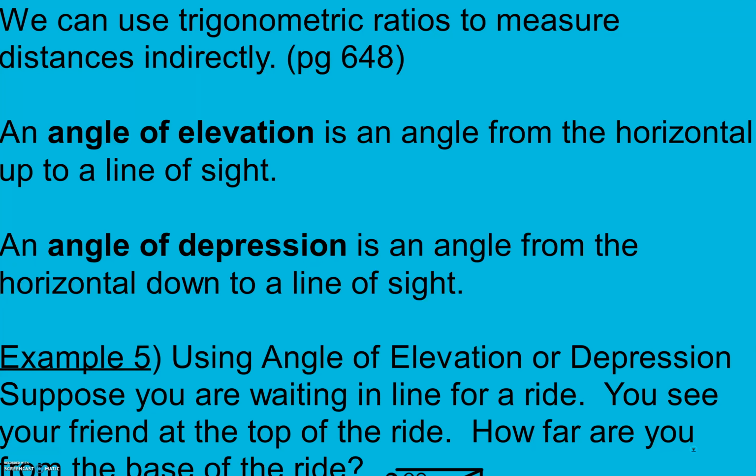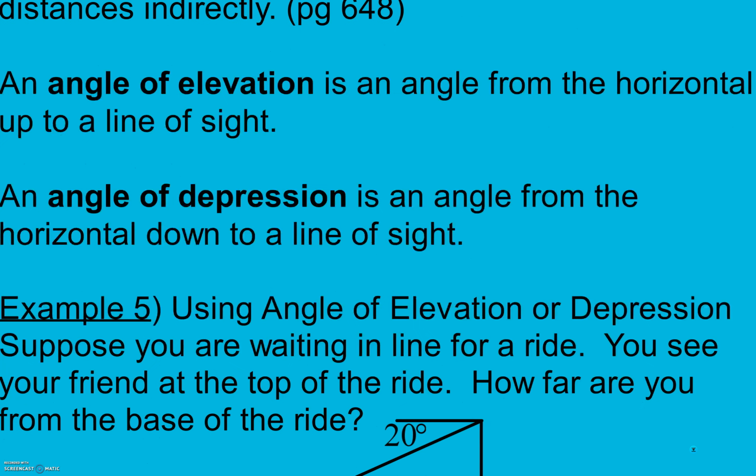An angle of depression is an angle from the horizontal down to a line of sight. So let's say you're at the top of the building and you're looking down at me standing on the ground. That's an angle of depression.